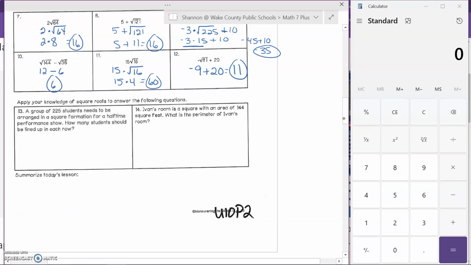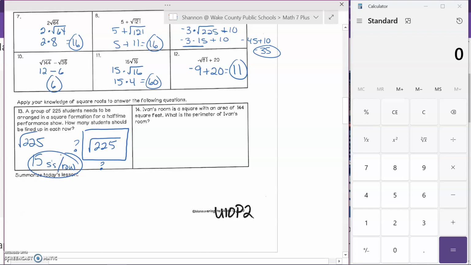Last one, 13 and 14. A group of 225 students need to be arranged in a square formation for a halftime performance. How many students need to be lined up in each row? So that's an area problem. We've got 225. They make a square. So to figure out how many students in each row, I guess rows would be over here. That's the square root of 225, excuse me. And we know that that's 15 students per row.